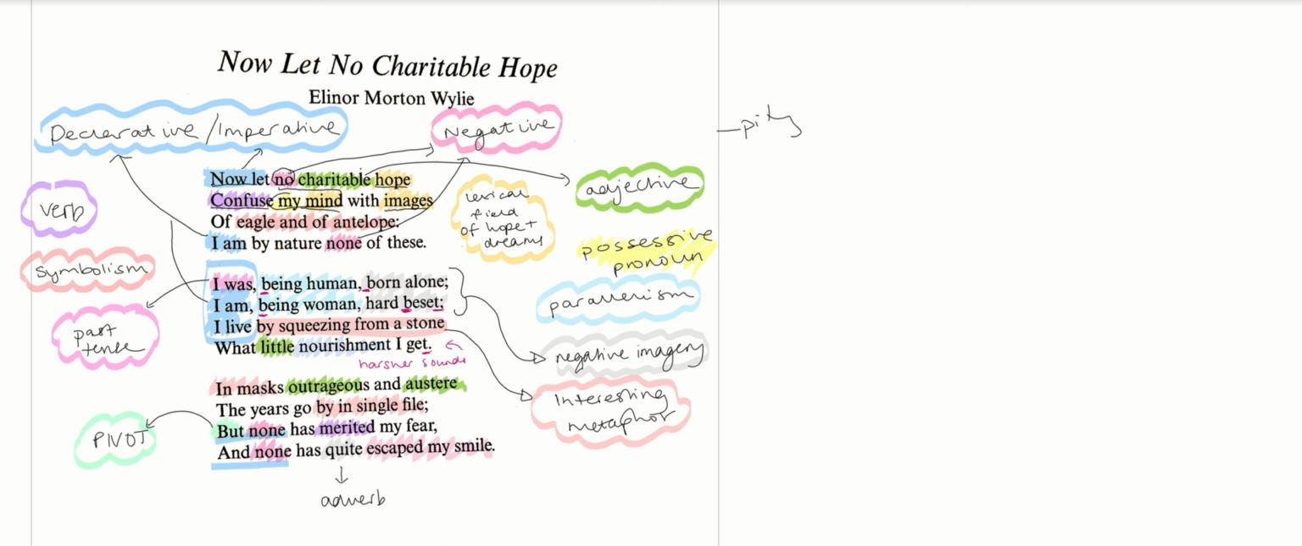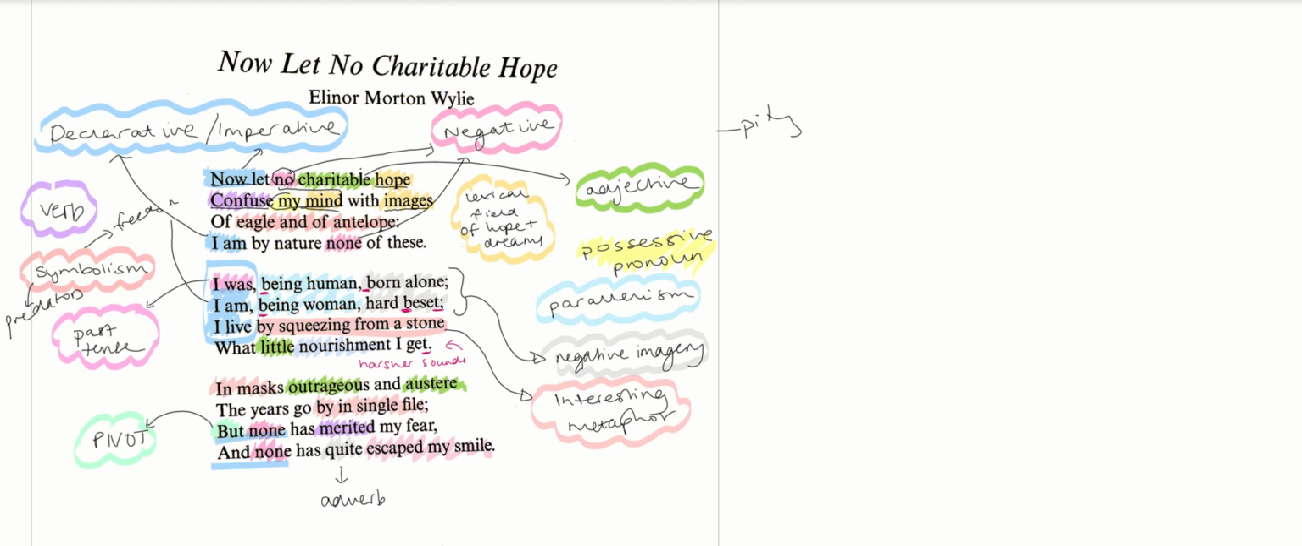Now let no charitable hope confuse my mind with images of eagle and of antelope. Okay, so this image of the two animals again seems quite strange and quite abstract, and she gives no other explanation of what this might mean. So the eagle and the antelope, you might see the symbolism of those two animals as ones of freedom and also lacking restriction, but also they are predators.